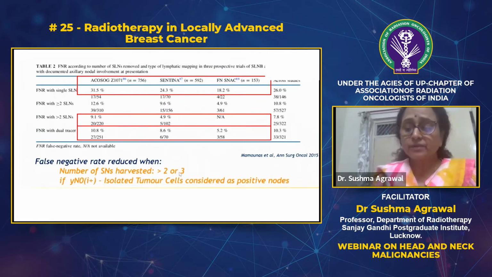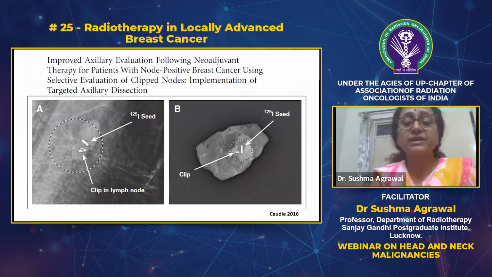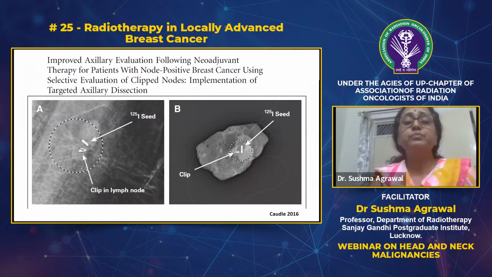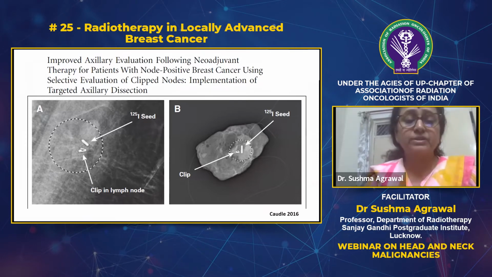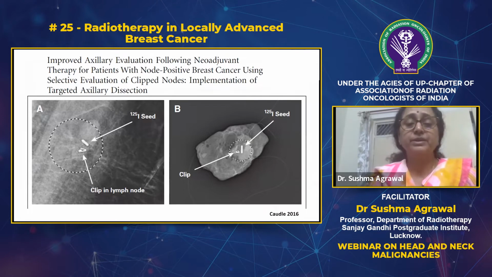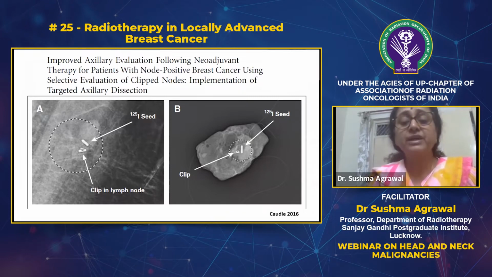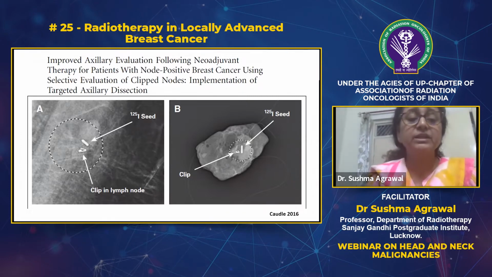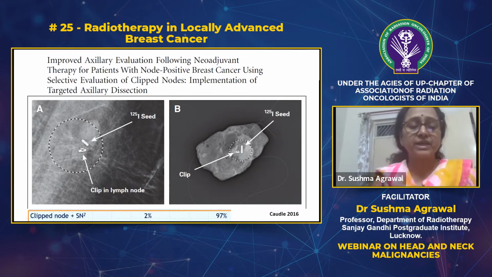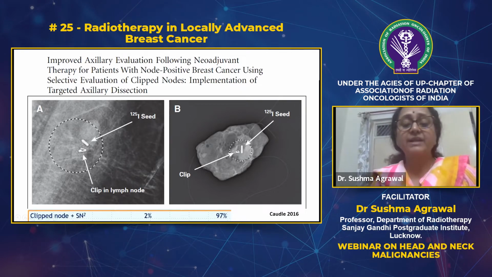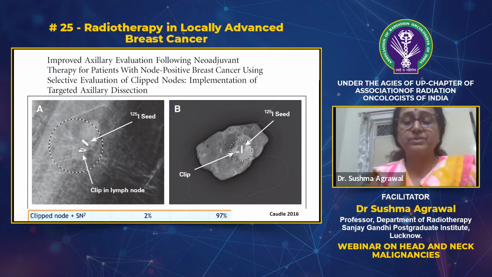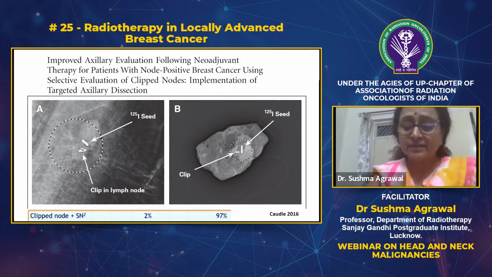Therefore, there came a concept of targeting the lymph nodes which were positive. So what does this mean? When a clinically node positive patient comes to us, you put a metallic clip on that node. And after chemotherapy, you target these lymph nodes for removal. You have to target this lymph node also, apart from the sentinel lymph nodes which you are removing. So did the false negativity rate improve? Yes, it came down to 2%. And the identification rate was 97%. And after this, it has become the standard of care.